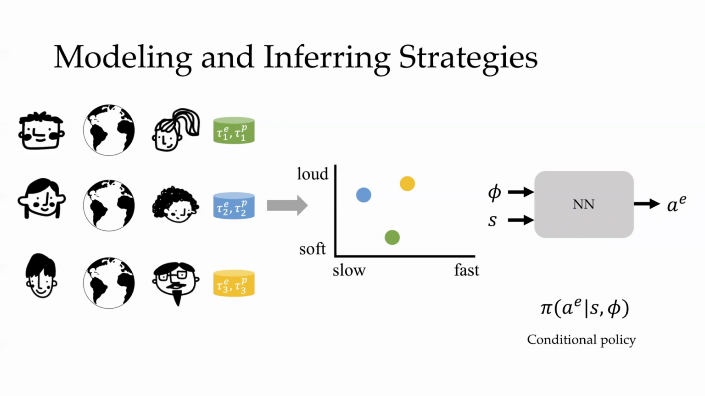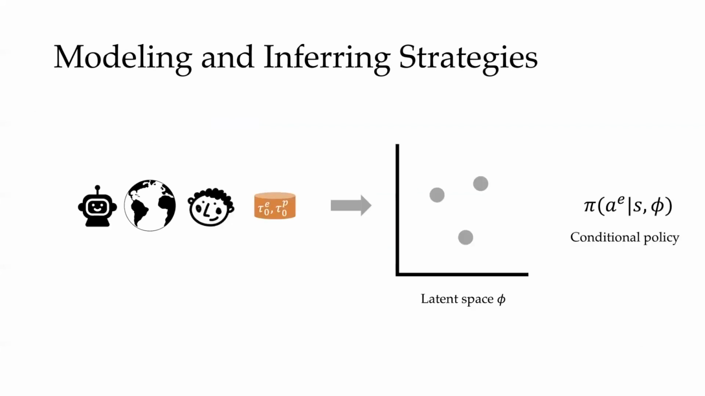Then we might interpret the strategy as the partner playing loudly or softly, or quickly or slowly. Now, when we face a new partner, we should try to infer the strategy employed by that partner, with one caveat being that since we're testing in the online setting, these interactions won't contain trajectories from tau expert, so we have to infer the latent strategy using only the tau partner trajectories. But in any case, we can figure out the latent strategy of the new partner and then run our conditional policy to output the best ego behavior for this new partner.